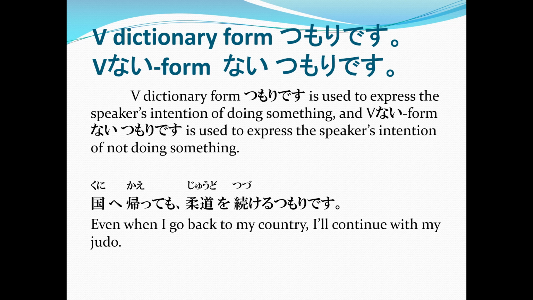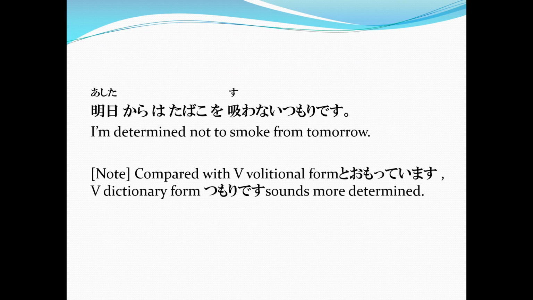Now, let's go to nai tsumori desu. Ashita kara wa tabako o sowanai tsumori desu. Again, Ashita kara wa tabako o sowanai tsumori desu. I'm determined not to smoke tomorrow. So in this sentence, as I've said, verb nai tsumori desu is the intention of the speaker to not do something, wherein in this sentence, to stop smoking.